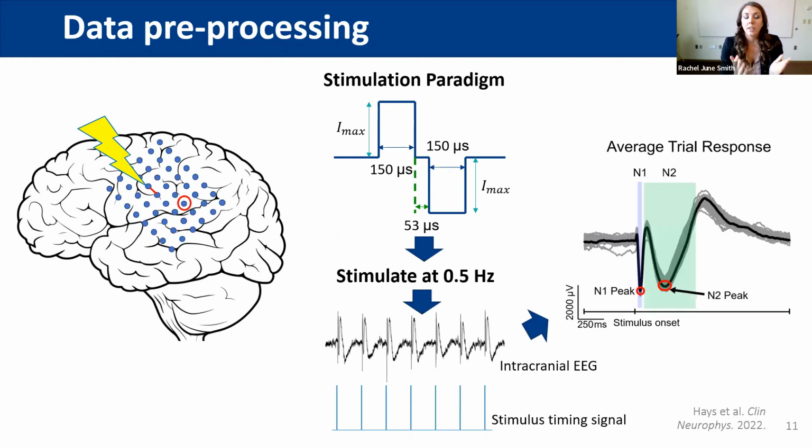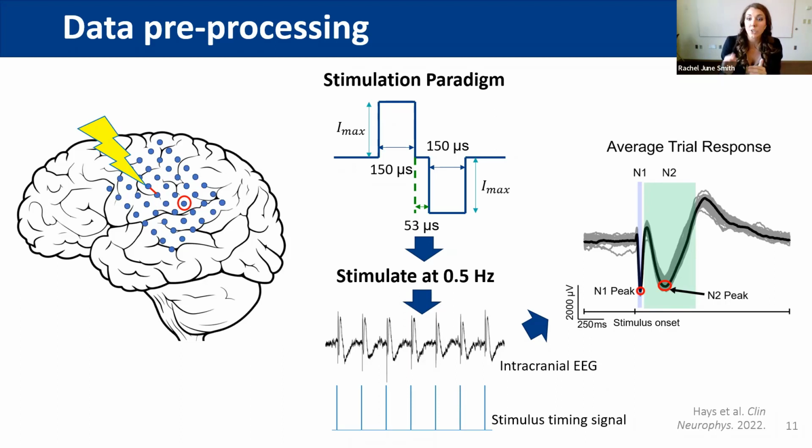And then we can time lock the responses to that stimulus, and then we can get an averaged trial response waveform, right? Typically what you're seeing on the right is an example of what's called a CCEP, or cortico-cortical evoked potential. This first peak is called an N1 peak, and that's typically thought to represent more direct anatomical connections, more local connections, like a U fiber connection between two regions. So that's going to be really short, like 10 to 50 milliseconds usually.